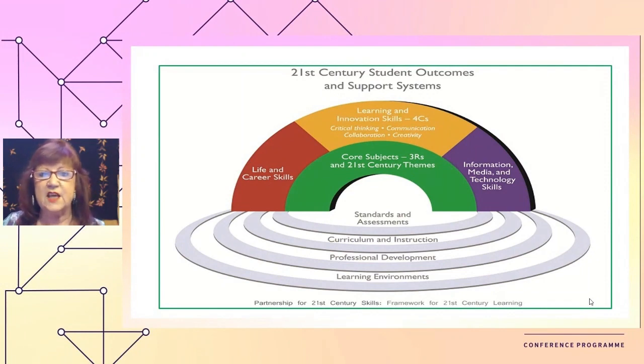I'm just going to be looking at the orange rainbow at the top of the bridge, which states learning and innovation skills, the 4 C's. So what are the 4 C's? Critical thinking, communication, collaboration, and creativity. I could do something on all of them, but today I'm just going to concentrate on the 4th C, which is creativity. And as you know, Silvana Richardson this morning talked a lot about teachers collaborating, but we also need to teach our students to collaborate.